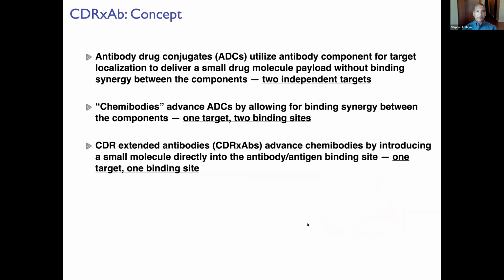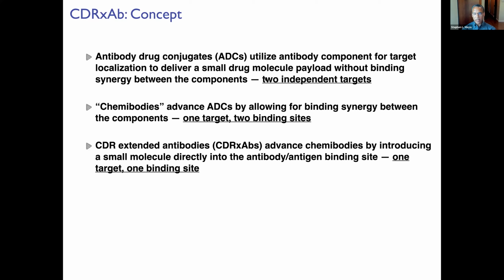Okay, so CDR Extended Antibodies. What are we after here? We're probably all familiar with the concept of antibody drug conjugates. This is a protein that has a small molecule drug attached to it. The antibody component of the ADC is used to target the small molecule drug to the appropriate location, usually a cancer cell. Then the small molecule can be dissociated, and its activity will be directed toward an independent molecule.